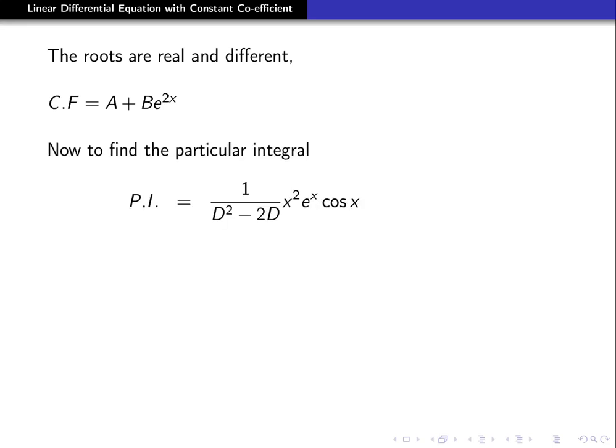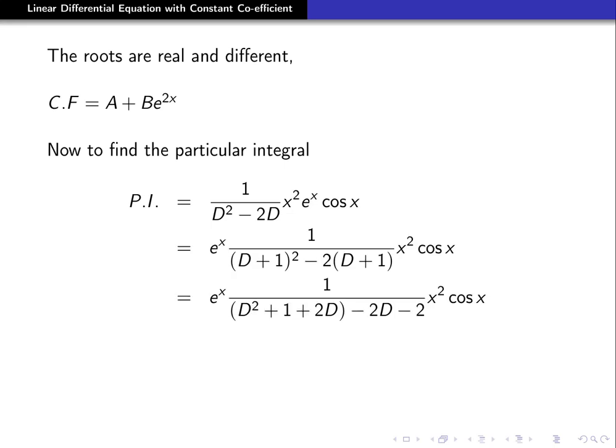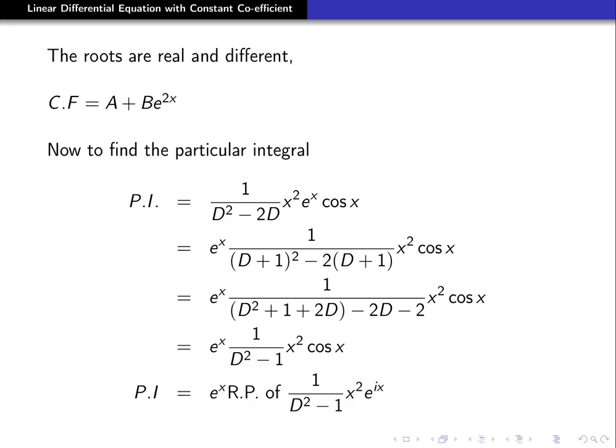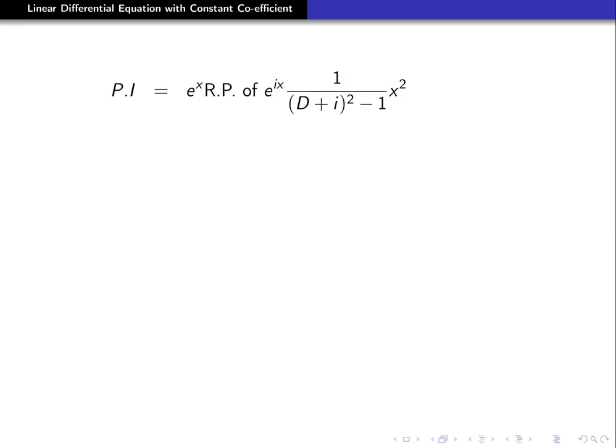For the particular integral, we need to find this. First I bring the exponential in front. At that time we can replace D with D plus a. So this is the term. Now x square into cos x. Cos x I can write as the real part of e power ix. Again I bring this e power ix in front. Therefore this is nothing but D plus i. Wherever D is there, we replace it with D plus a. Here a is nothing but i.